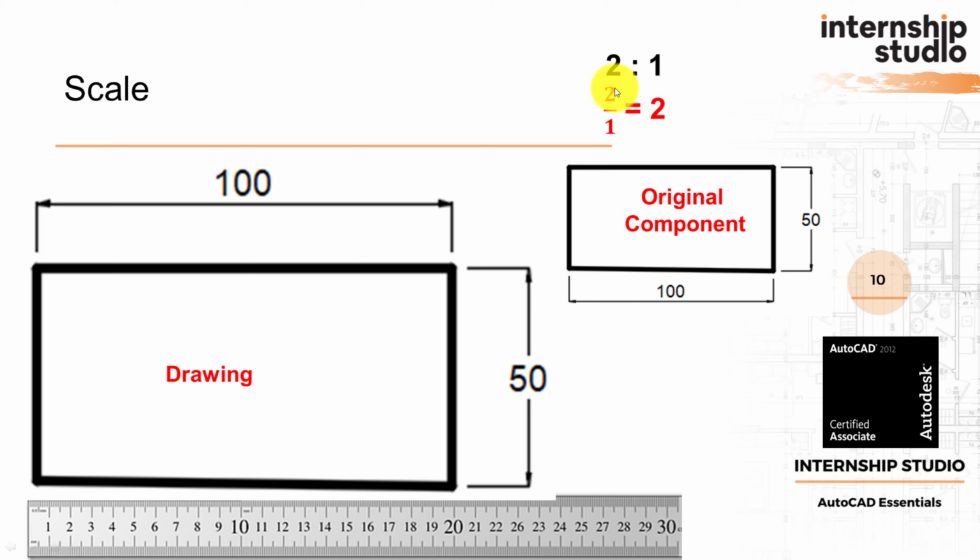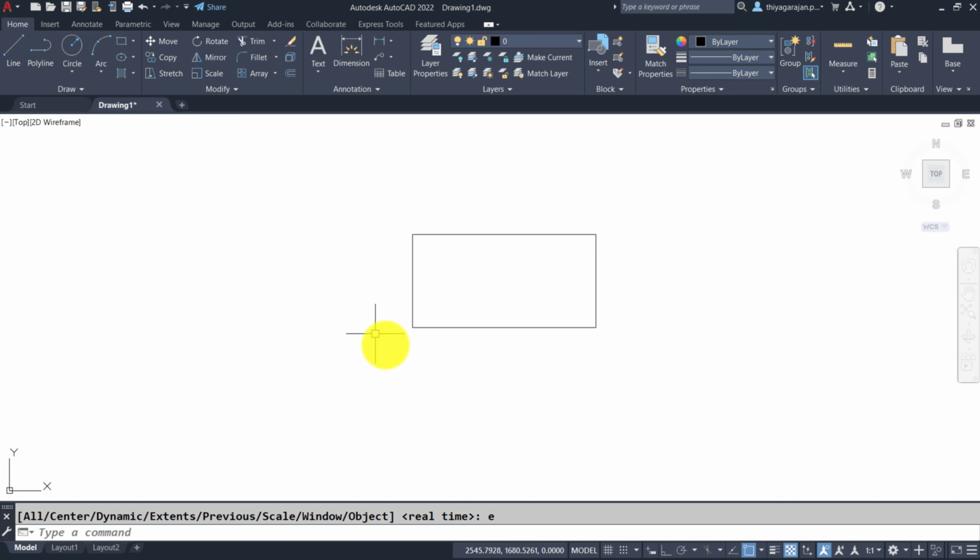Similarly, there are plenty of scale factors, scale values are there. So let us discuss this one by one. Okay. Now I have a small rectangle. The length of the rectangle is 100, width of the rectangle is 50. Now I'm going for a scale. Shortcut is SC. Selecting the object.